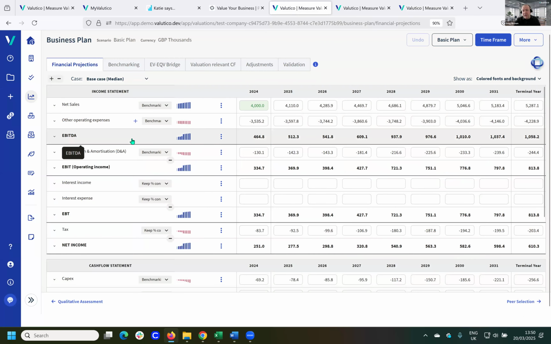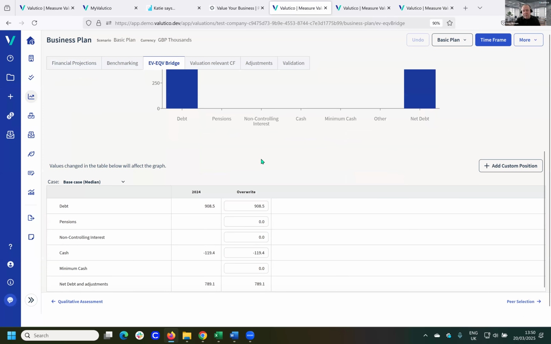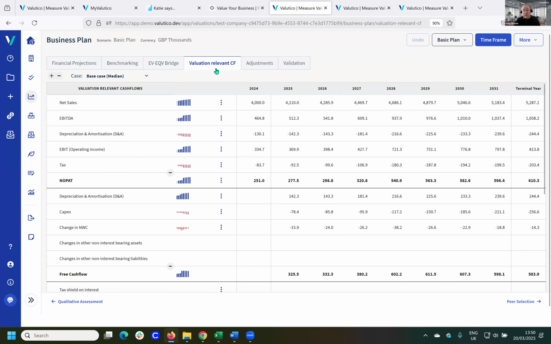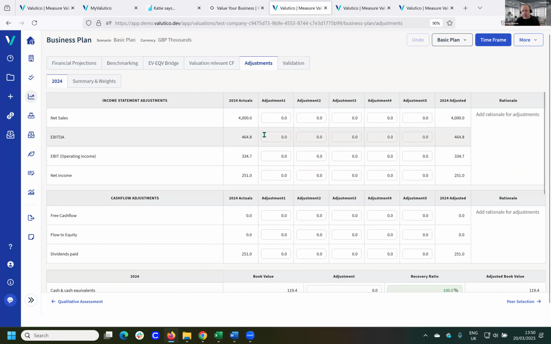Once we've uploaded our financials here, there are lots of tabs at the top to keep you on track. Here we've got our net debt bridge, which caters for debt, pensions, cash, non-controlling interest, and valuation-relevant cash flows as well. Also adjustments. It's quite difficult to do a valuation without making some form of adjustment. Director salaries would be a classic example. So you can alter the financials and give the rationale.